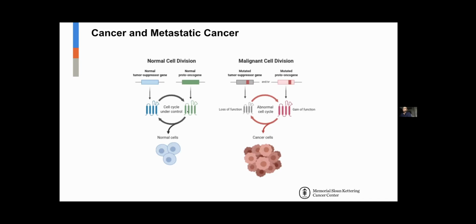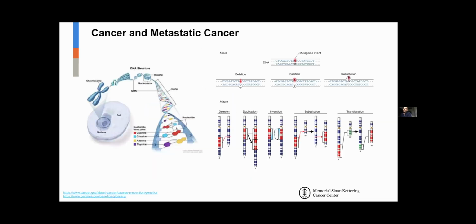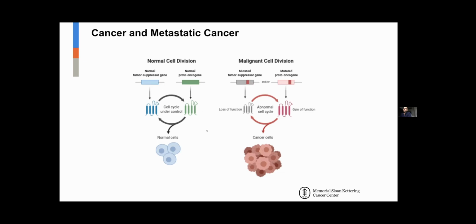Just another basic slide on cancer itself. Normal cell division has a normal cell cycle. Cells are created and apoptosis occurs, so there's a normal cycle here of cells. But in malignant cell division, you may have some type of mutation or alterations that we talked about in the previous slide that causes an abnormal cell cycle, and then the cells just multiply uncontrollably.